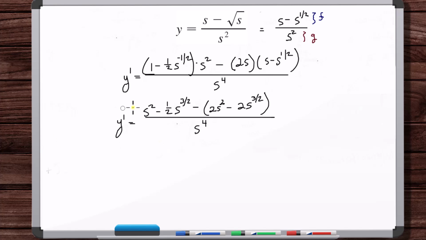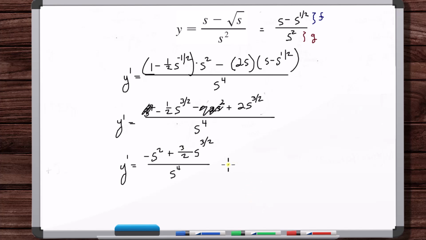Okay, now we can take this off and distribute that minus. Okay, so we get that. Y prime is s squared minus 2s squared, so minus s squared. And then minus 1/2 plus 2 is plus 3/2 s to the 3/2 over s to the fourth. Okay, now we could simplify this. I mean, you could consider factoring. Let's just leave it. I'm going to leave it like this.